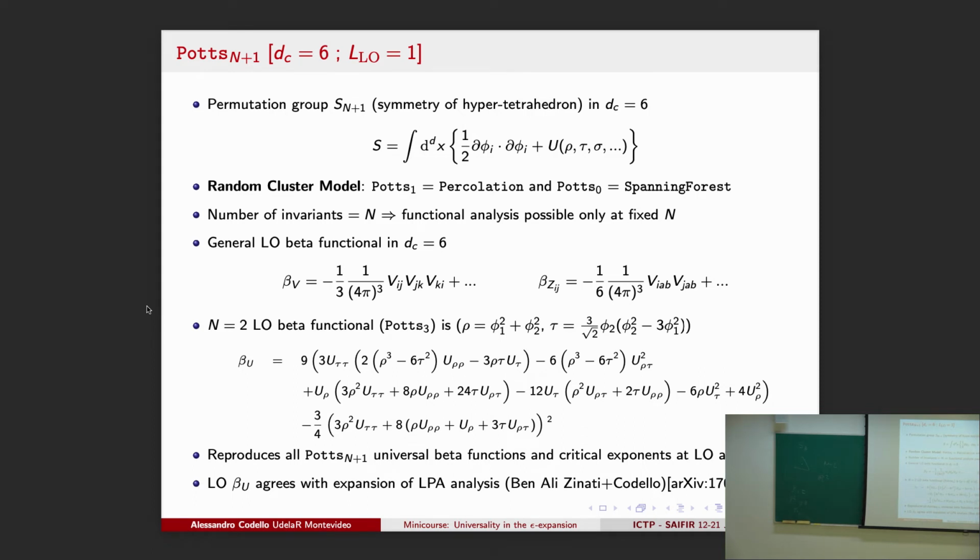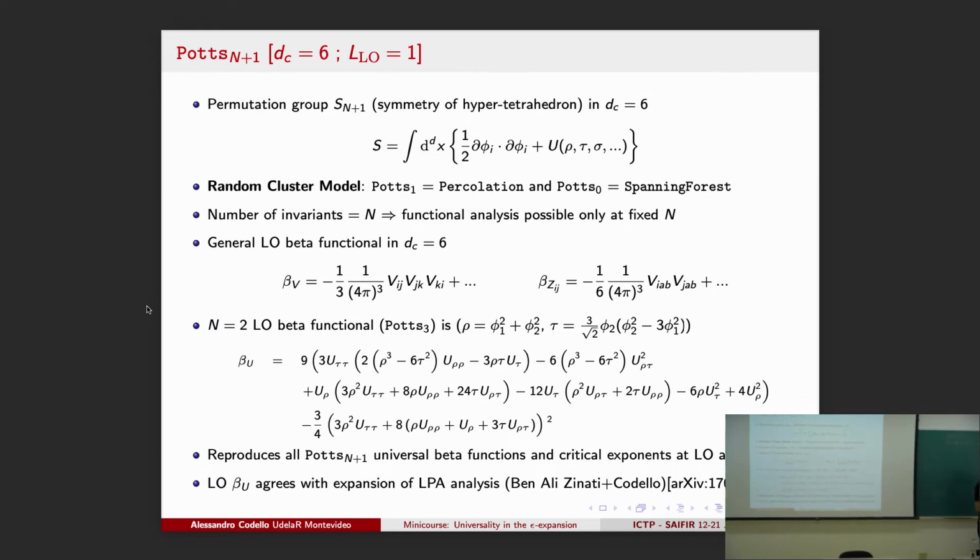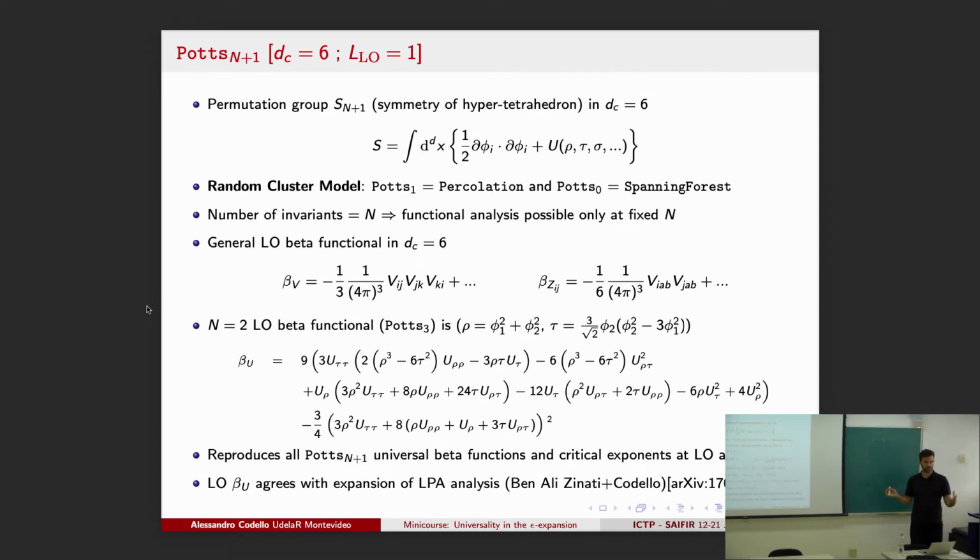But this more complicated formula encapsulates the fact that this is a smaller symmetry. Because the smaller the symmetry, the more complicated the beta functions. Up to the point that when we don't impose any symmetry, we have the most complicated system of beta functions, which is the other approach. So this is very nice.